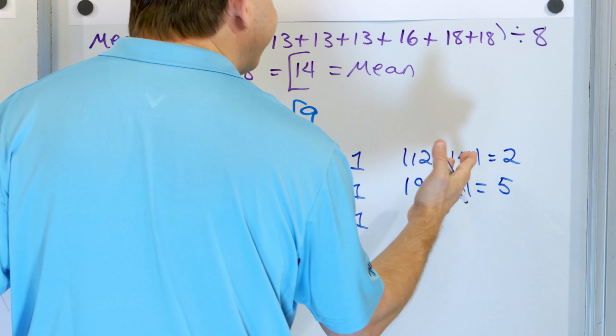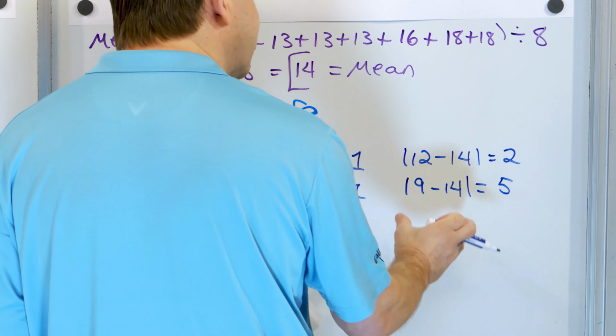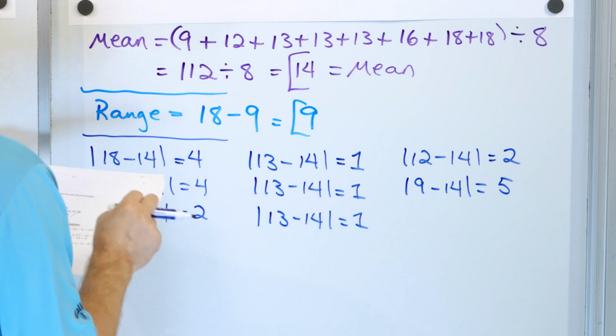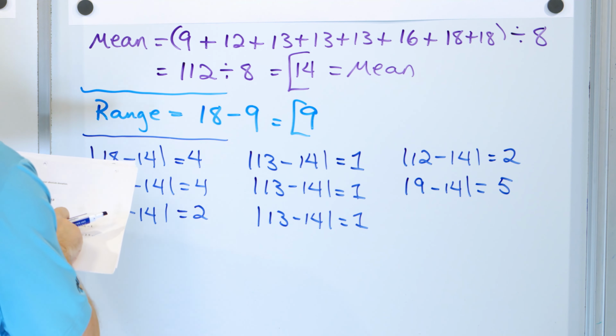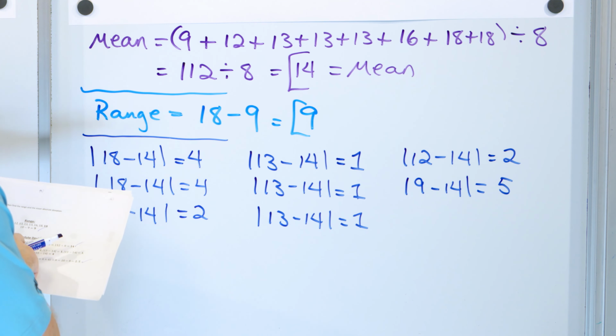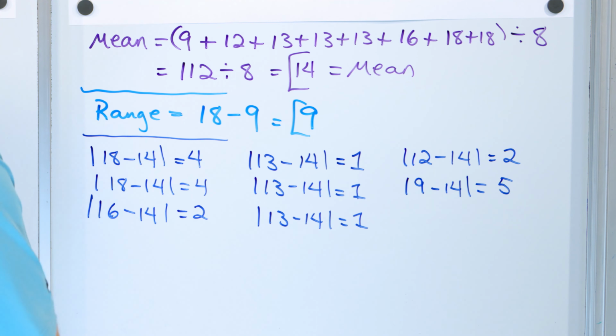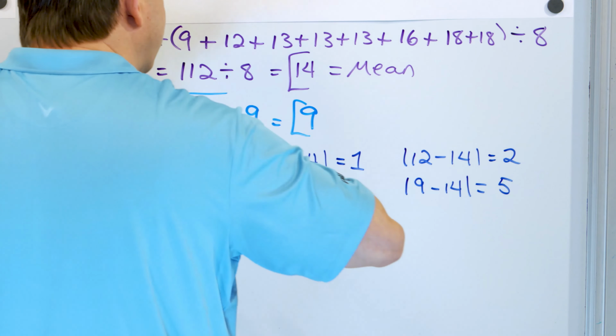So the 9-year-old is 5 years younger. That's why it comes out to be negative, but we throw the sign away and make it positive. So let me double check. I have 5, then 2, then 1, 1, 1, then 2, 4, 4. That's right. Now, these are the deviations of all the points and how far away they are from the mean.